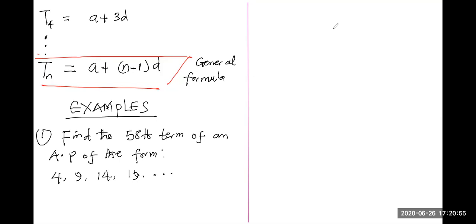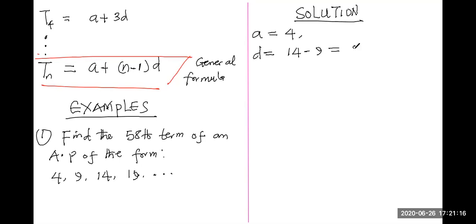All right, so examples. Let's see how we use this in solving problems. We're asked to find the 58th term. All right, so what do we do? What we do here is find your first term. A is equal to 4. Our common difference, D, is the third term, 14 minus 9, which is the same thing as saying 9 minus 4, which we all have as 5. So if we check that, you discover that it will give us the same answer.